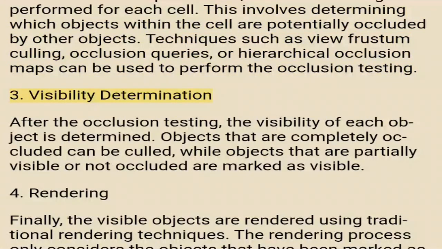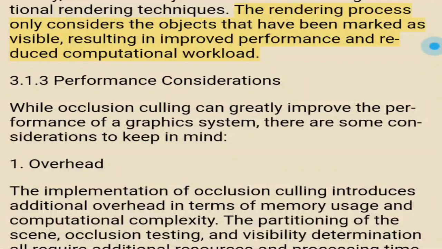3. Visibility determination. After the occlusion testing, the visibility of each object is determined. Objects that are completely occluded can be culled, while objects that are partially visible or not occluded are marked as visible. 4. Rendering. Finally, the visible objects are rendered using traditional rendering techniques. The rendering process only considers the objects that have been marked as visible, resulting in improved performance and reduced computational workload.